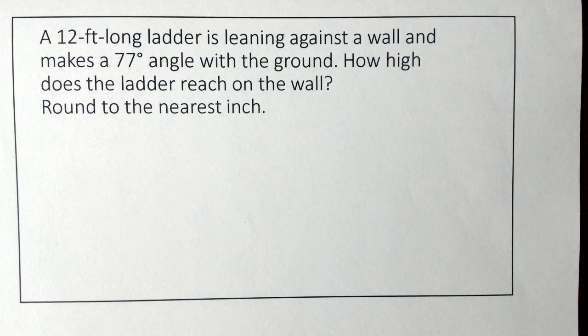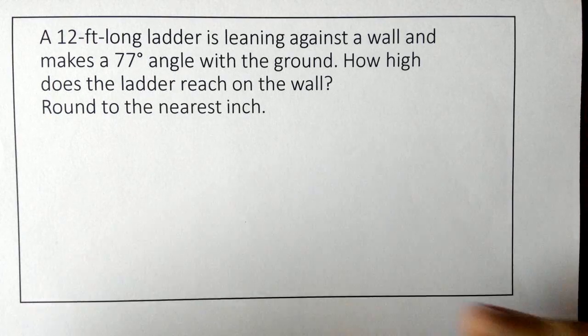This one's much easier to draw, much easier to set up, and then it's going to solve super quickly. So we have a 12-foot long ladder leaning against a wall. It makes a 77-degree angle with the ground. How high does the ladder reach on the wall? Round to the nearest inch.